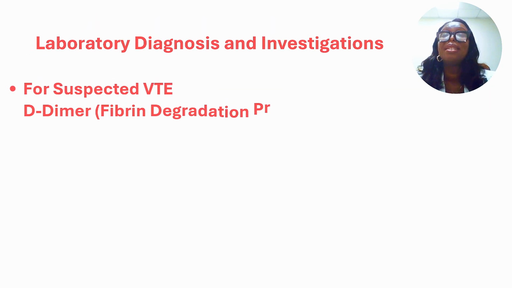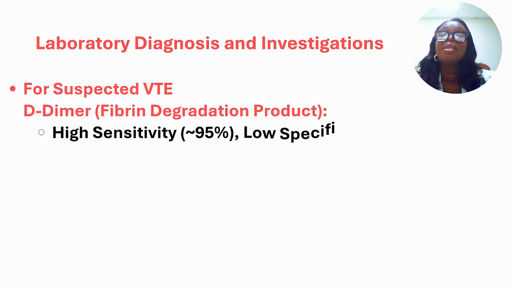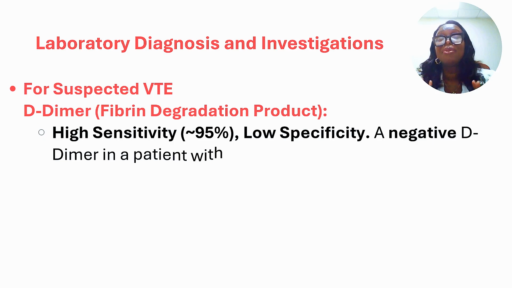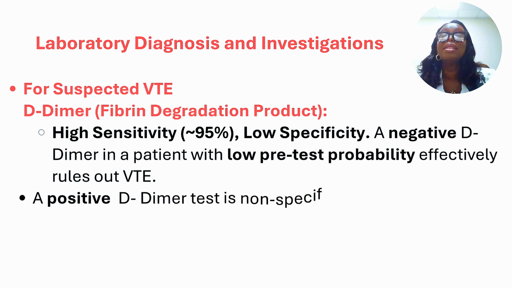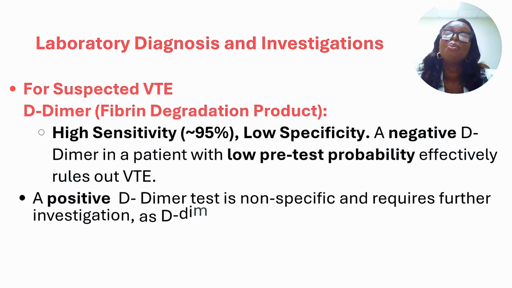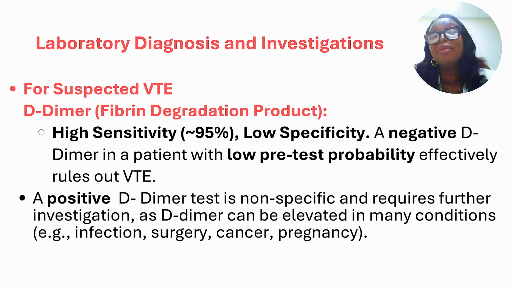Then for suspected venous thromboembolism, after doing the Wells score, you can now order a D-dimer test. Remember that D-dimer is a fibrin degradation product. The D-dimer has high sensitivity in diagnosing venous thromboembolism but low specificity, like 95% sensitivity, but low specificity. So a negative D-dimer in a patient with low pretest probability effectively rules out venous thromboembolism.